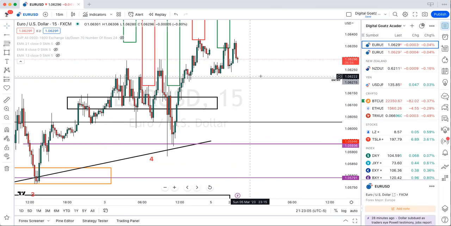But I have a potential entry for Euro USD if it decides to come down a little bit lower, which is at 0.6215. That's my price entry for another position.